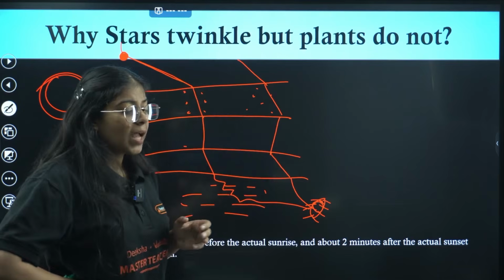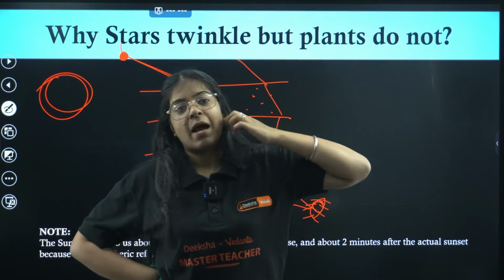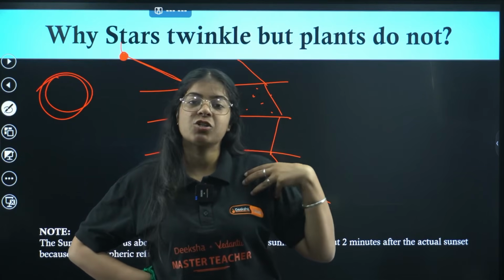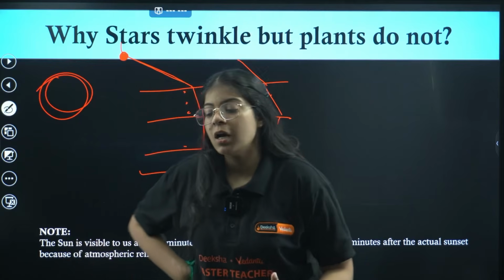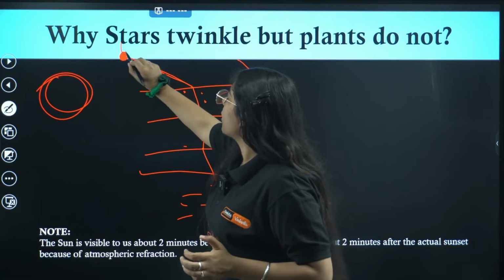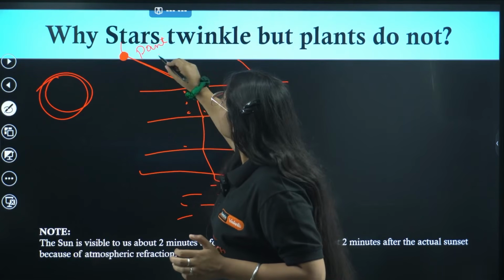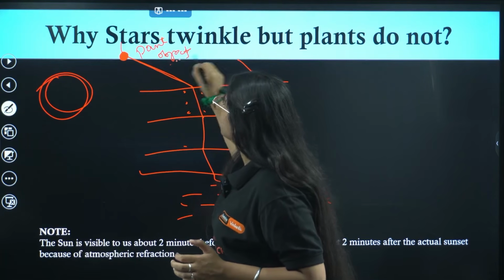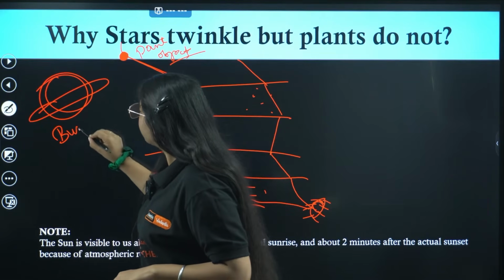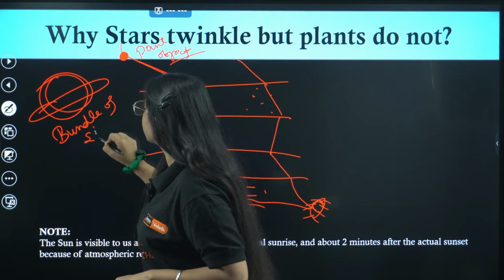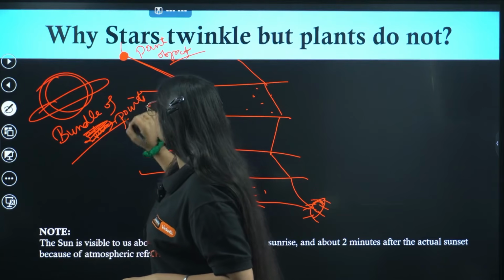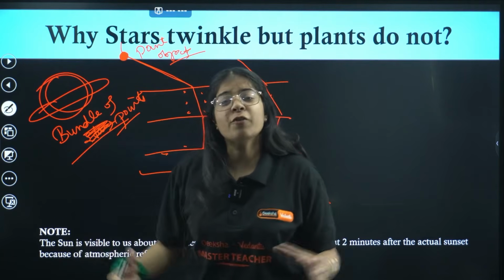What is happening is, planets are very near to us. By very, I don't mean a few kilometers, but still if you compare it with the distance of stars from Earth, the planet distance is very less. So to us, the star appears as a point object. But the planet instead, let's say this is Saturn, appears as a bundle of points. It does not act as just one point, it acts as a bundle of so many points.